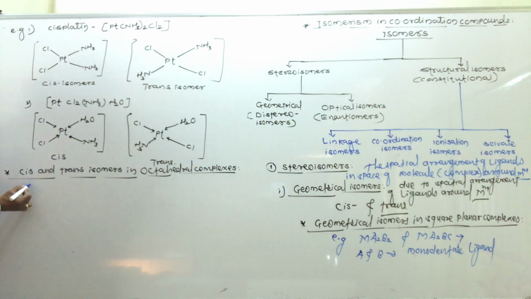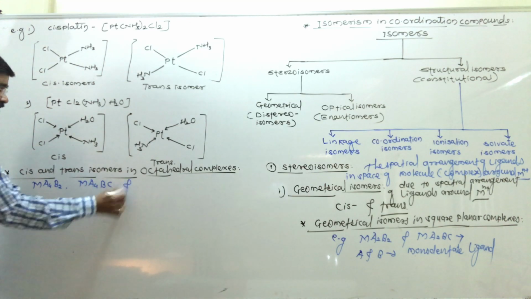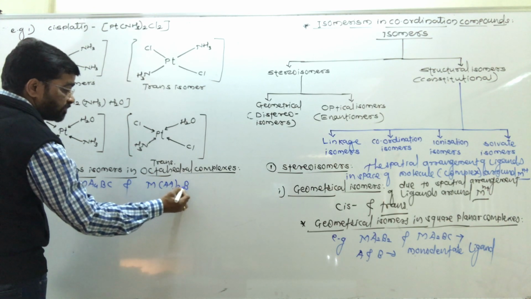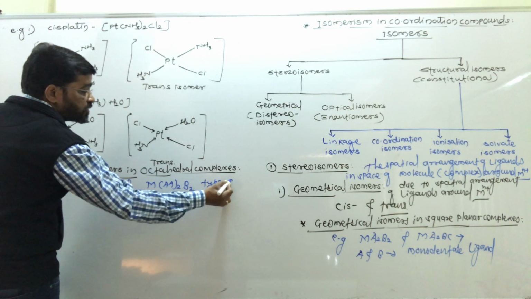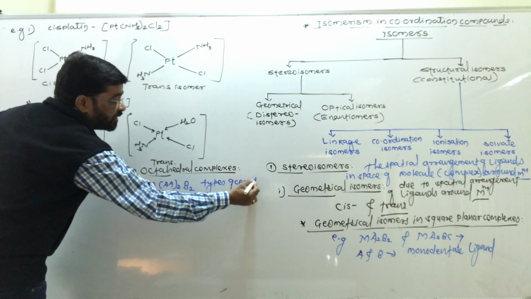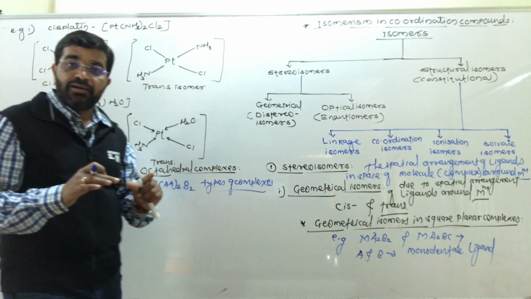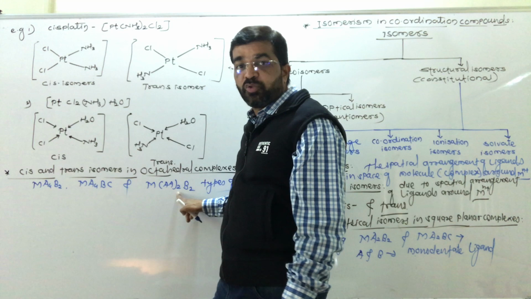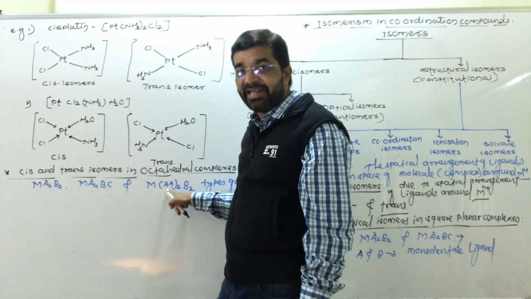MA4BC type, that is the MA4B2, MA4BC and M(AA)2B2 types of complexes or coordination compounds are there. Same way, A and B are monodentate ligand. And what is the meaning of AA by 2? Here this is the chelate ligand, bidentate ligand.